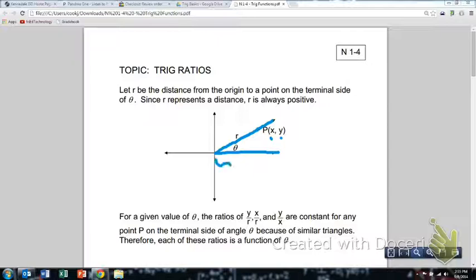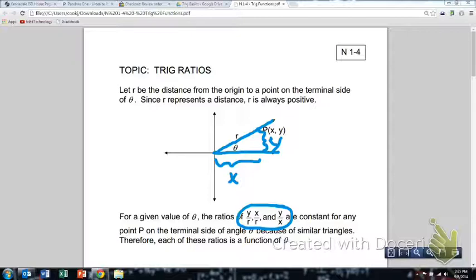That would be how far over, that would be your x. And then how far up you have to go, that would be your y, to get to that point. And then this distance from the origin to that point we call r. And for any value of theta, these three ratios are going to be constant for any point P on the terminal side of the angle theta because of similar triangles.